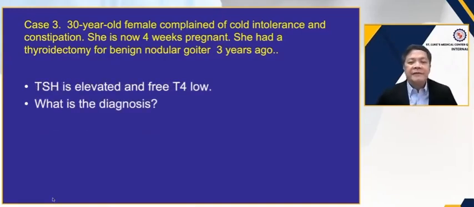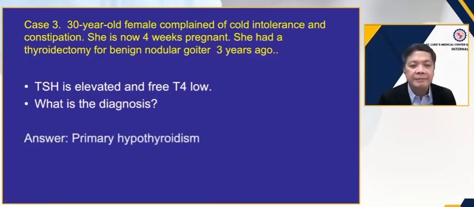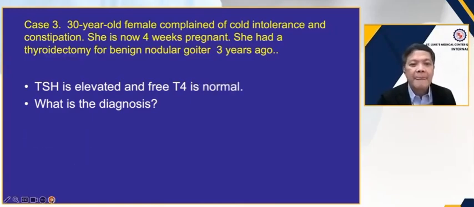So TSH elevated, FT4 low. What is your diagnosis? Obviously, this is primary hypothyroidism. So treatment, thyroid hormone. Okay. TSH elevated, FT4 normal.